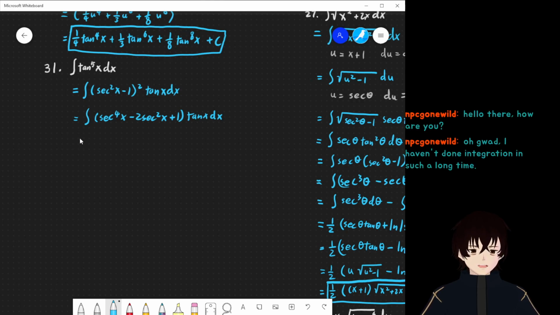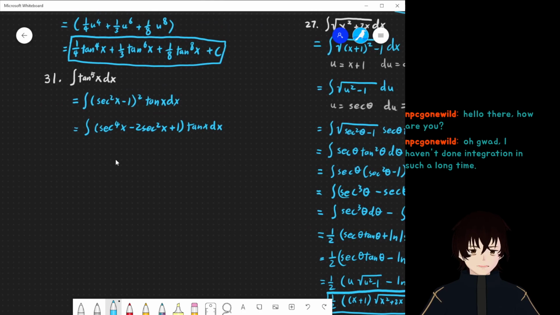Haven't done integration in a long time. I just question if there's a better way to do tangent right now. I'm pretty sure there was an easier way than this. Or is there?